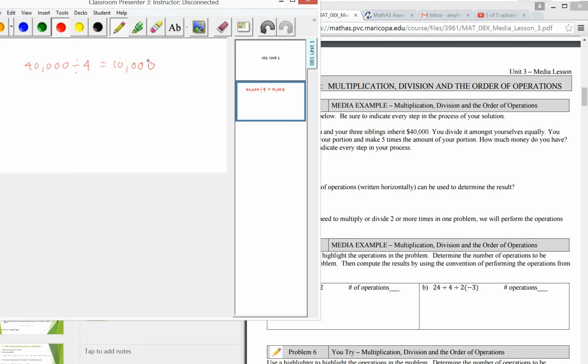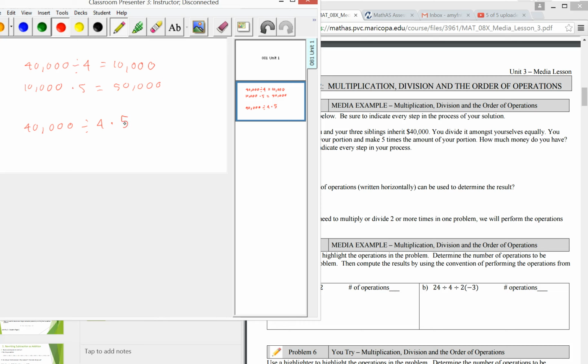You can read through the problem. I'm sorry, I know them by heart by now. Then you make 5 times your investment, and that means that you now have $50,000. So writing this horizontally is 40,000 divided by 4 times 5.